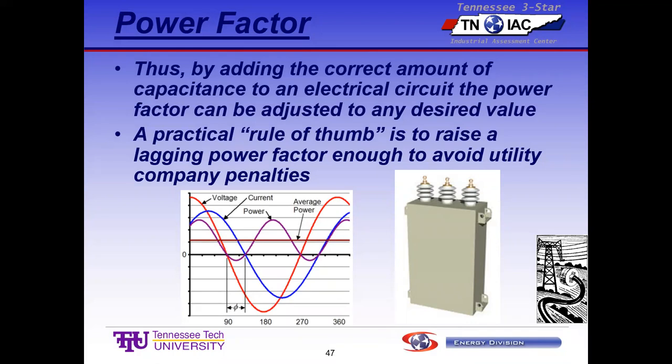By adding in the correct amount of capacitance to an electrical circuit, power factor can be adjusted to any desired value. A practical rule of thumb is to raise the lagging power factor enough to avoid penalties. So the payback in this is to get out of penalty. If you're not being penalized, don't worry about it. The little bit that you gain by just improving power factor, if you're not in penalty, is not worth the investment. But if you're paying significant penalty, it's a great investment. You're talking a 1 to 2 year payback in a lot of cases, which is pretty good return on your money.